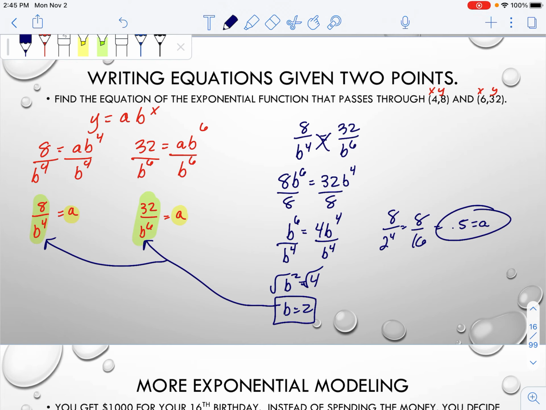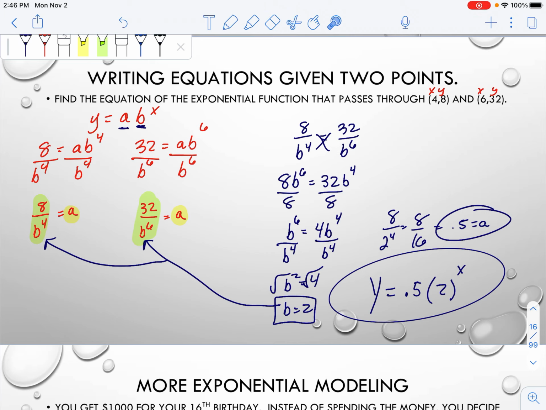And then substitute a and b back into your originals to write your final equation. Y equals a, which is 0.5, times b to the x power. All right, and there's your final equation. Once again, we could type that in our calculator and confirm that our 2 points up here, 4, 8, and 6, 32 are in fact in there. Okay, so just a quick review there. Make sure you know how to do this process. It will show up again on assessment, guaranteed.